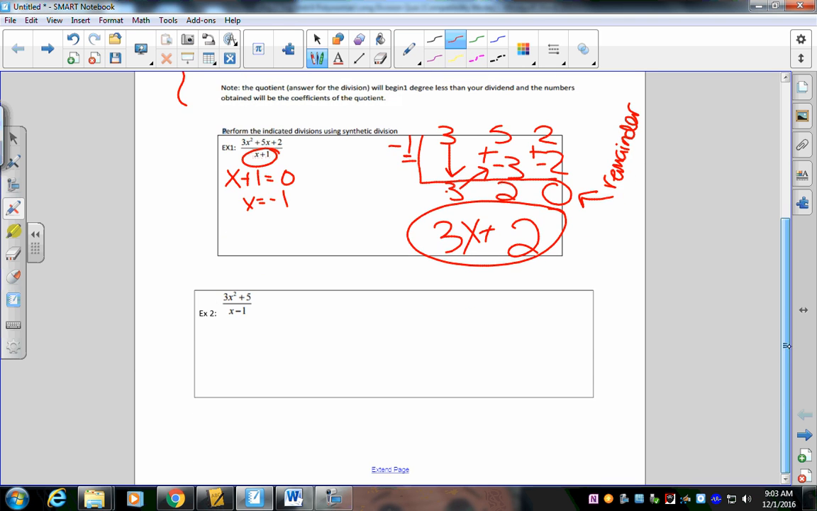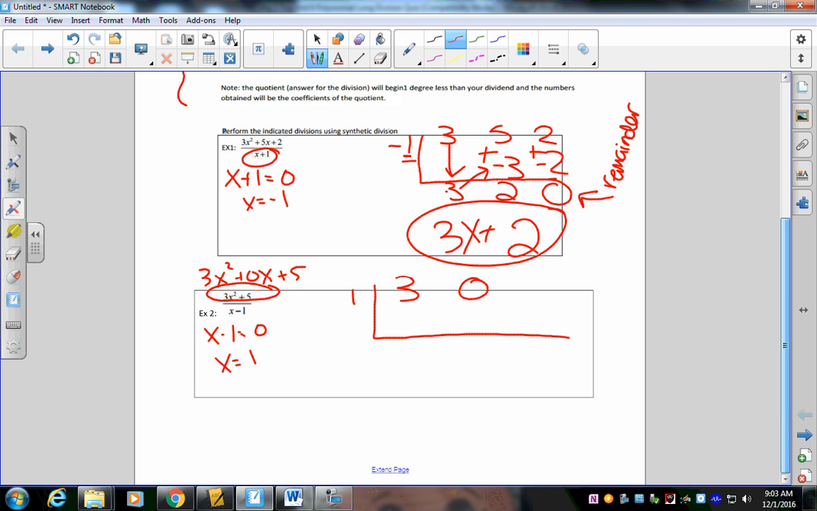Okay, let's take a look at another example. So this time, what we're dividing by is going to be x + 1, so I put that up top. I draw my box. Now look at the dividend. What I'm dividing is missing a term. I don't have an x term. So when I plug it in, I need to put a 0 in place of it. So that's super key, and that's something you also need when you do the long division. So I've got 3, 0, 5.